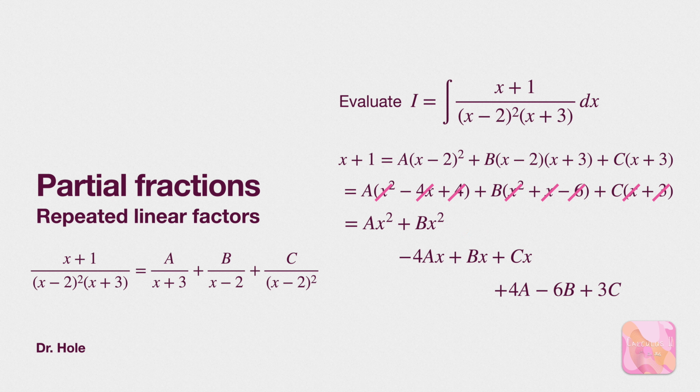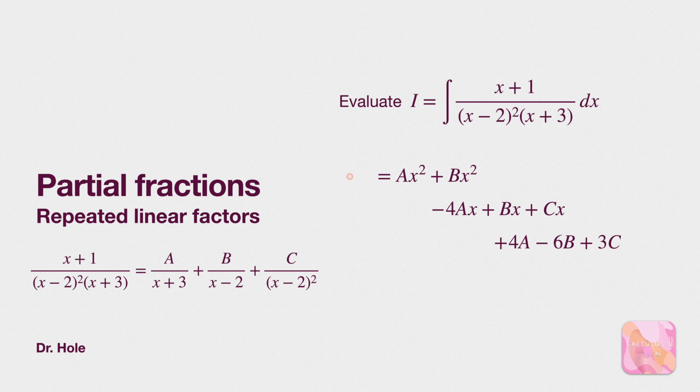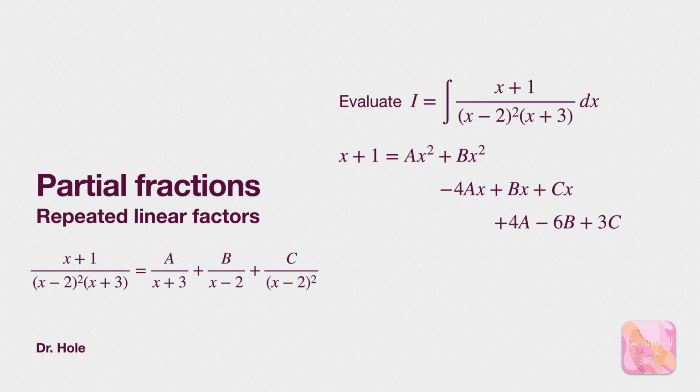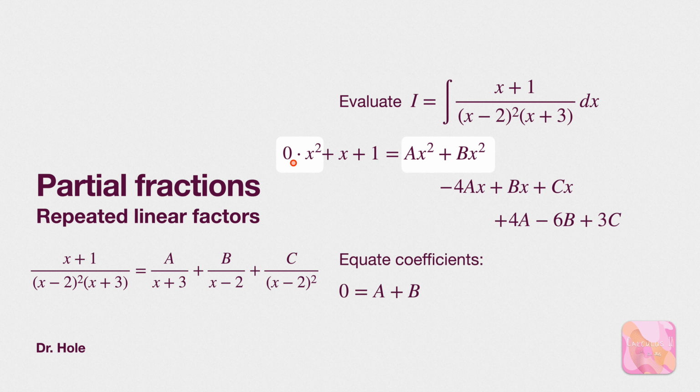Now that we've done that, let's look at this right-hand side and go power by power, equating the expressions on the right with the expressions on the left. Let's start with quadratic x squared. On the right, we have a quadratic term with coefficients a and b. And we can set that equal to the coefficient to x squared on the left. Well, there is none, so let's introduce it as 0 times x squared.